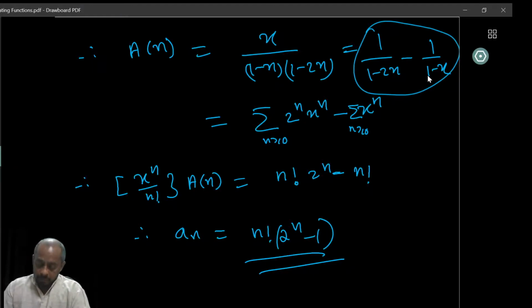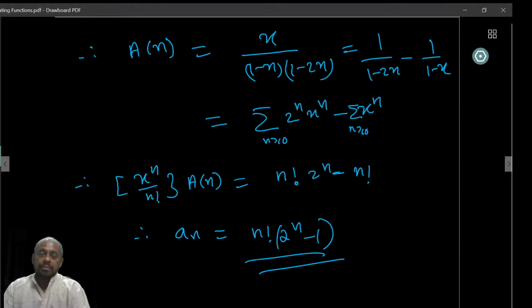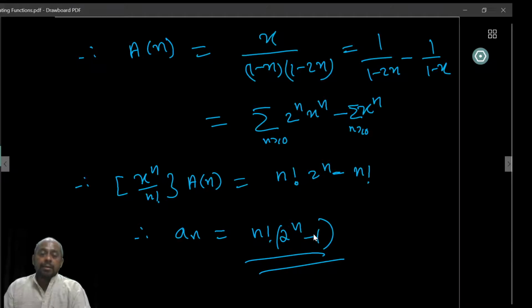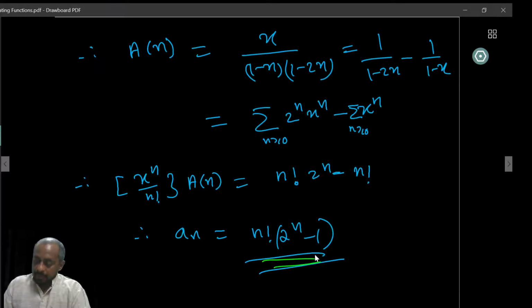And you know how to expand both of these functions into series. This is a geometric series. So this is therefore the summation of 2 raised to n into x raised to n, and the other one is the summation of x raised to n. But we are looking at the coefficient of x raised to n by n factorial. So we multiply by n factorial. From the first term you will get n factorial into 2 raised to n, and from the second you will get n factorial. So therefore a_n is equal to n factorial times (2 raised to n minus 1). That's it. So you get the term a_n in closed form.